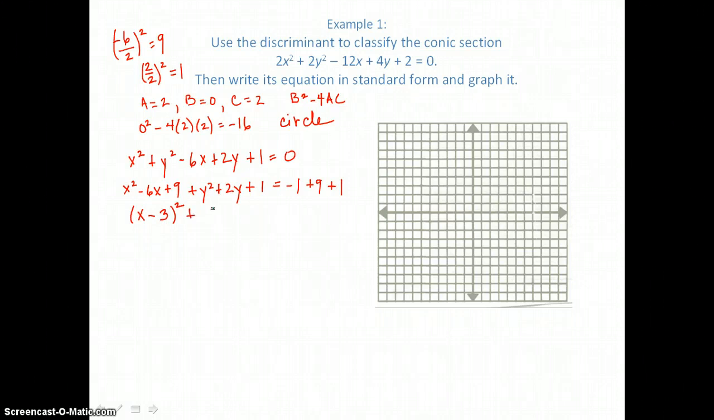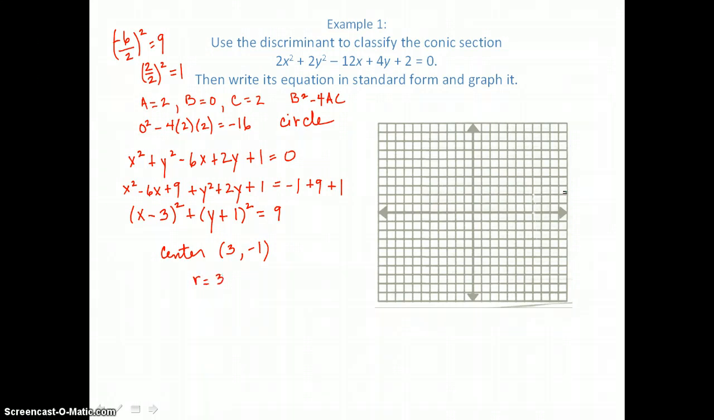And I'll do the same thing with my perfect square trinomial in y. Take the square root of the first term, which is y, the sign of the middle term, which is plus, and the square root of the third term, which is 1. Now on the right-hand side, negative 1 and 1 are 0, so I'm just left with 9. Okay, now in the standard form, I can pick out the center of this circle. The center is h, k. 3 is subtracted from x, that's my h value, and negative 1 is subtracted from y, that's my k value. And r is the square root of 9, so 3.